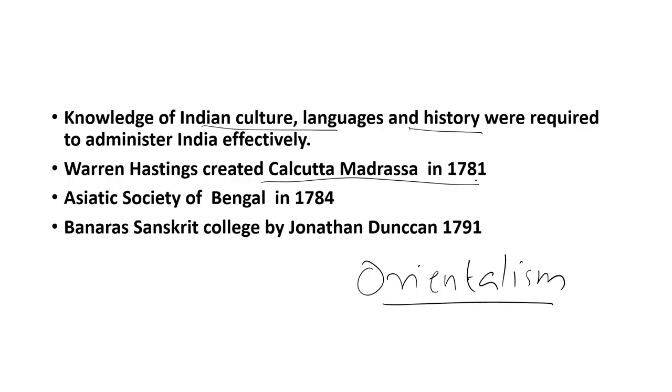Warren Hastings created Calcutta Madrasa in 1781. It was started with the intention of promoting the study of Islamic knowledge. Then, for the study of Indology, that is the study of India, Indian history, Indian culture, Indian classics, and Indian philosophy, the Asiatic Society of Bengal was created in 1784 during the period of Warren Hastings. This Asiatic Society was created for the study of Indology.